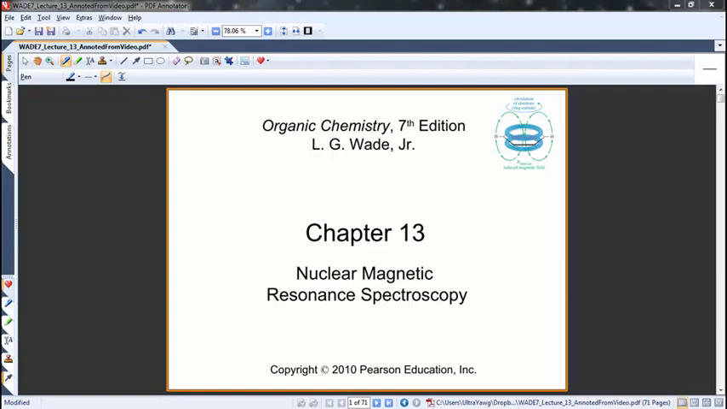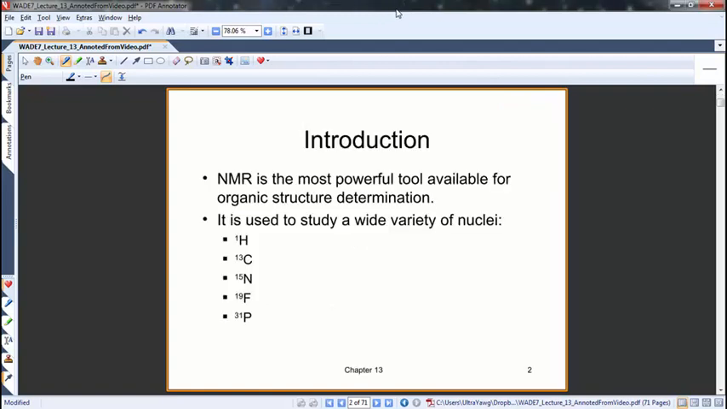So let's get started. Nuclear magnetic resonance spectroscopy. This is very different than synthesis and chemical reactions and other organic chemistry that we've done throughout the semester. Let's talk a minute about what NMR is. NMR stands for nuclear magnetic resonance, and I think it's the most powerful tool in organic chemistry for solving the structure or for doing spectroscopic studies.